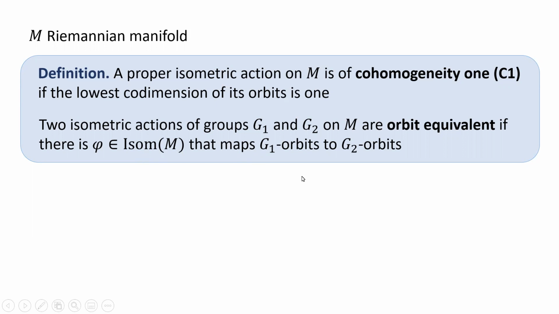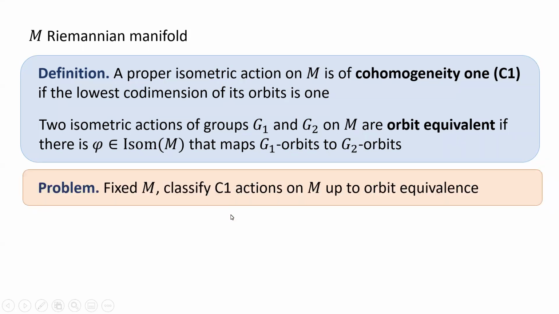Of course, cohomogeneity one actions have been used to construct examples of manifolds and submanifolds with special geometric properties, and this equivariant method has been very successful. But the problem I'm interested in is different. Given a fixed Riemannian manifold with a large isometry group, classify the cohomogeneity one actions on such a manifold up to orbit equivalence.